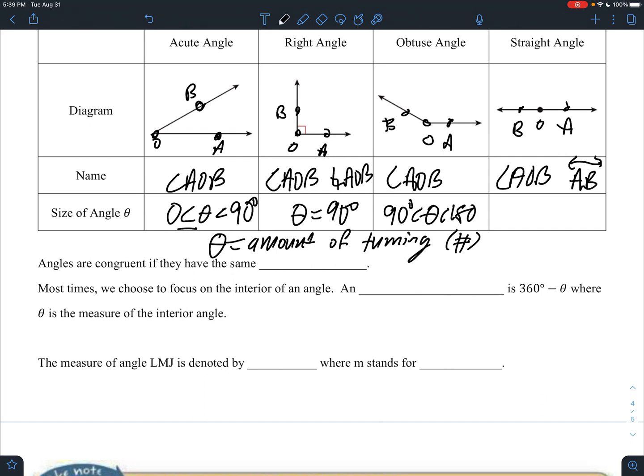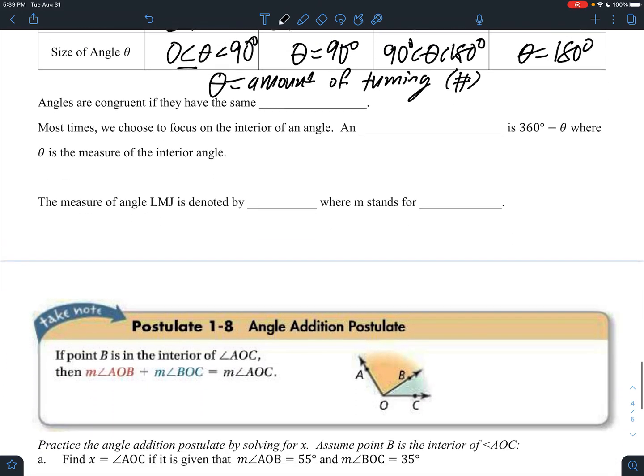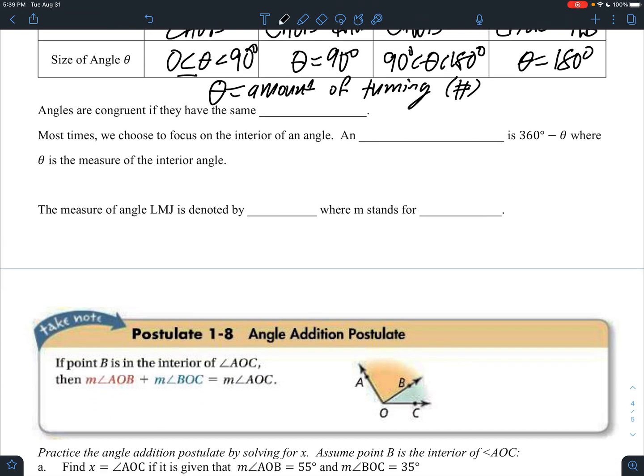So I'm just filling this in for you so you have it. But remember, this is all online, so you should have a chance to see that in the key. These are important here. Angles are congruent if they have the same measure.